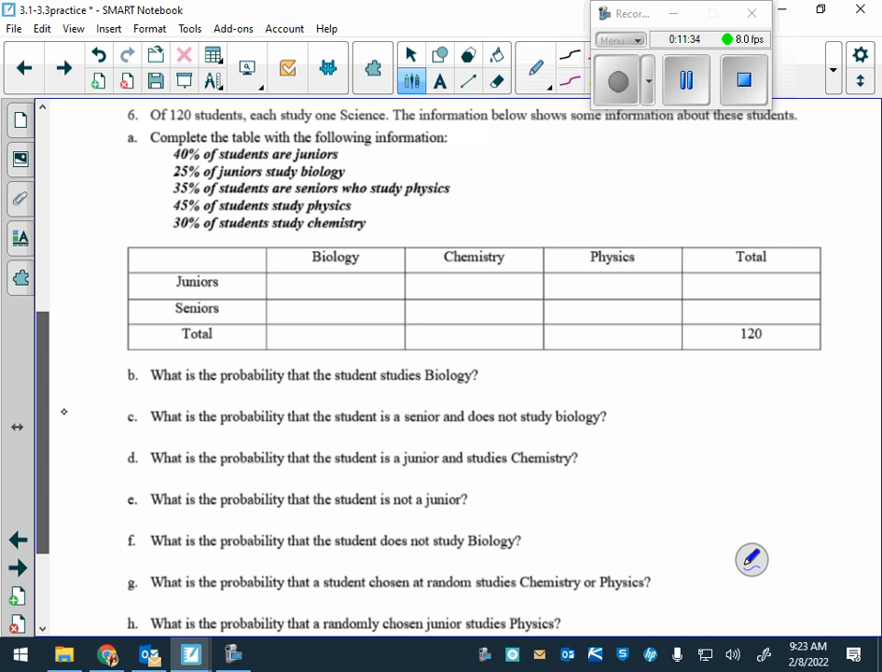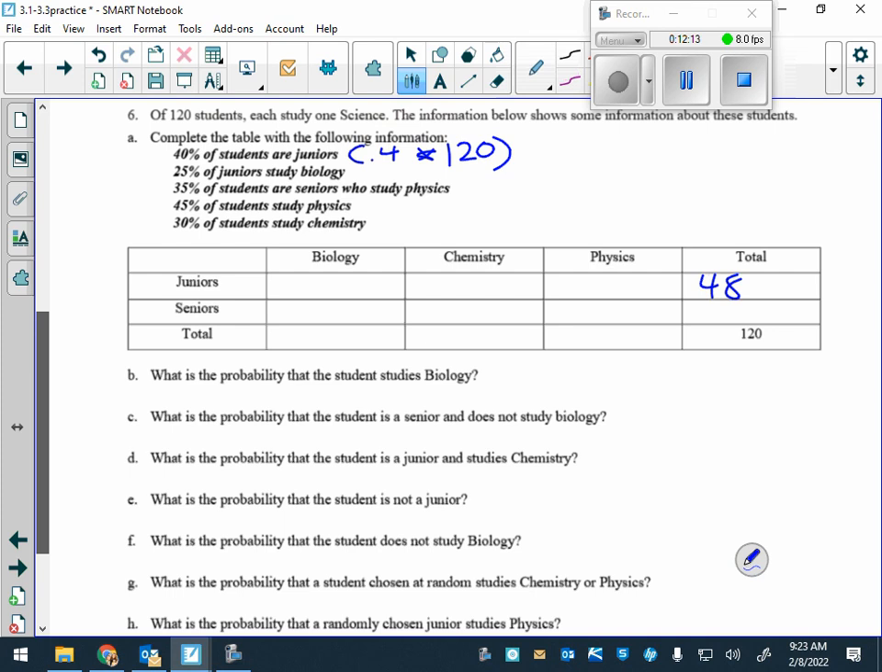You are now given percentages, and it's out of 120 students. So it's telling you 40% of students are juniors. So how do we figure out exactly how many juniors there are? What do we do? Good. 0.4 times 120. So how many juniors? 48. Let's look at the next one.